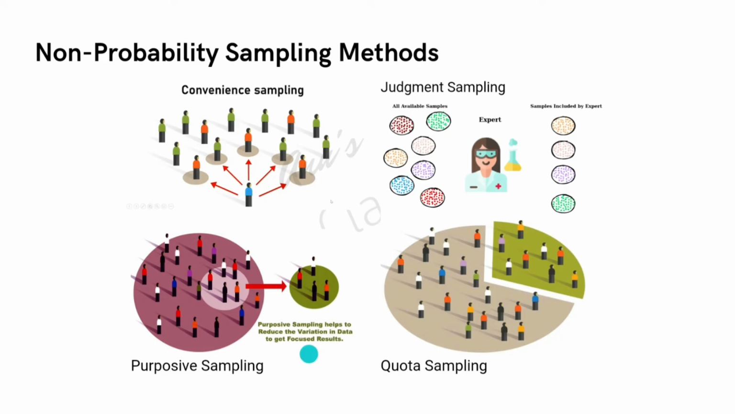Okay, so it helps to reduce the variation in data and get focused results. Suppose I am trying to focus my analysis on MBA graduates of IGNOU, then my samples will be focused on MBA graduates of IGNOU and not the entire IGNOU. My population itself is limited. So my samples will be collected with a purpose in mind. Okay, purposive sampling. Those are the various non-probability sampling methods.